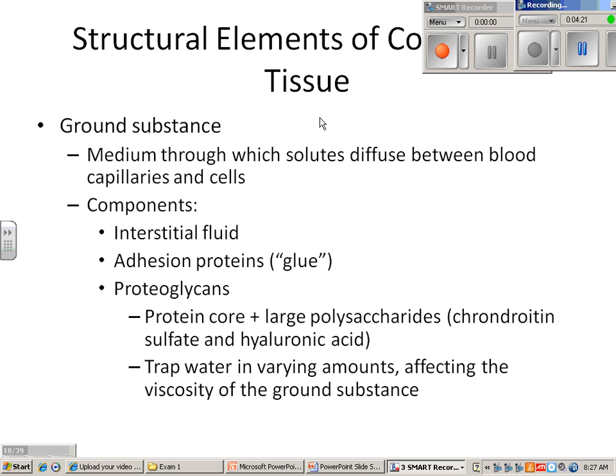What is in the ground substance? Interstitial fluid for movement purposes. Adhesion proteins, that's glue, adhesion, sticking things together as they need to be. And proteoglycans. They trap the water in varying amounts, keeping the viscosity what it should be.